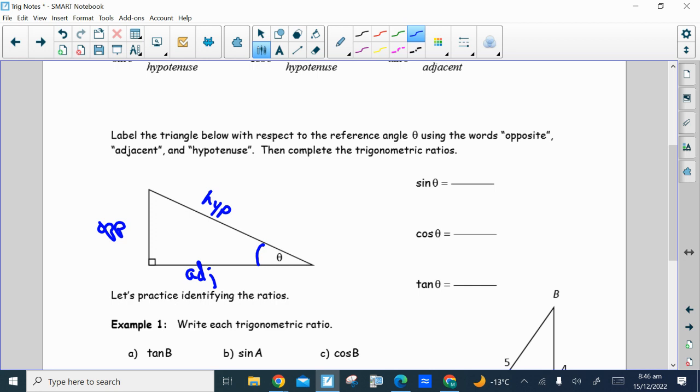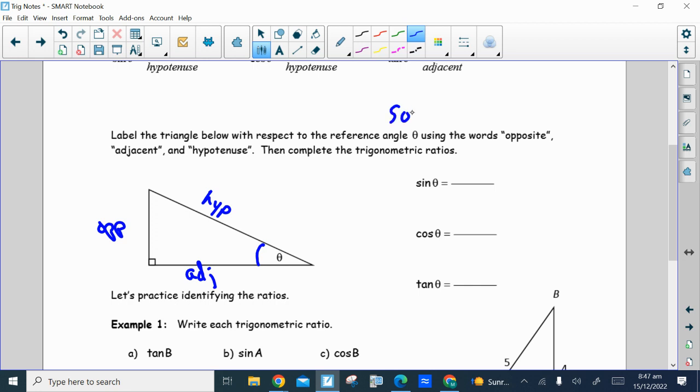So we're always going to label our triangles this way. Start with the hypotenuse because that never changes. The opposite and the adjacent side, though, will change depending on what angle you're working with. And then once we have that, we can write our three trig ratios.